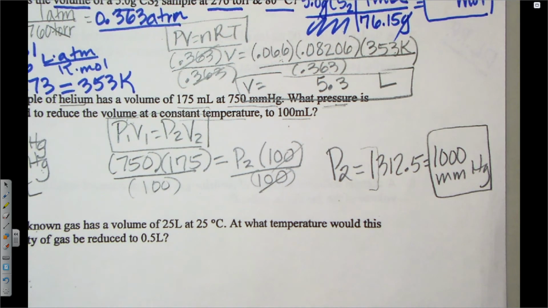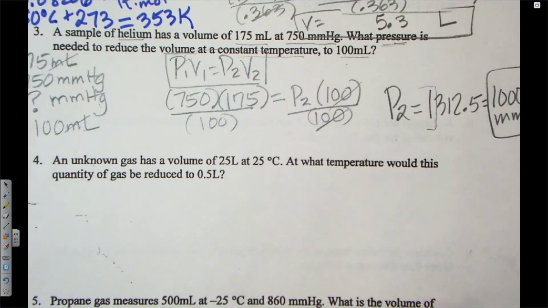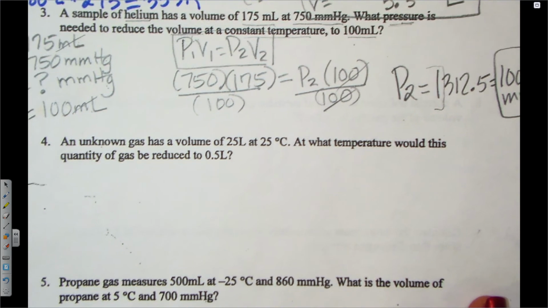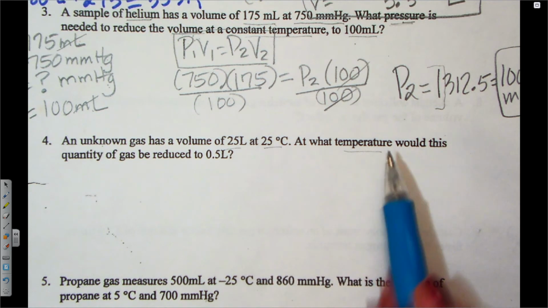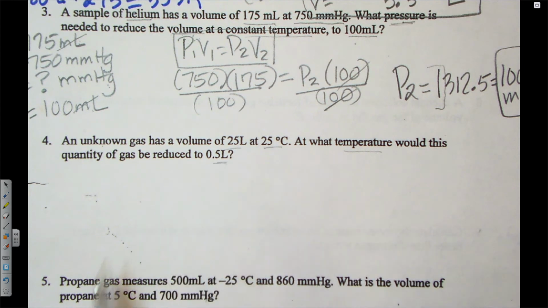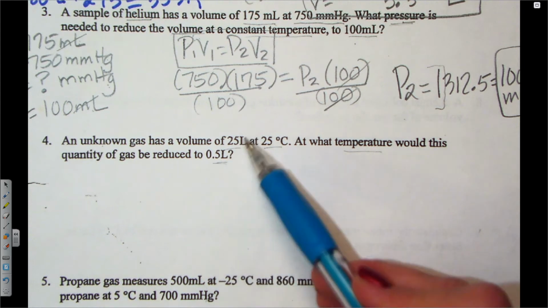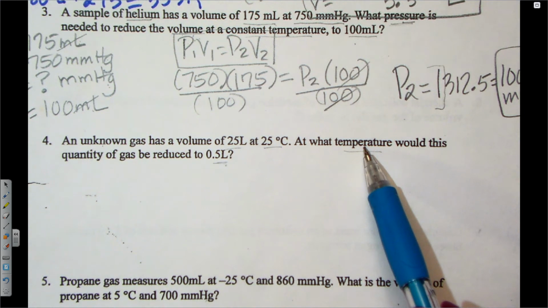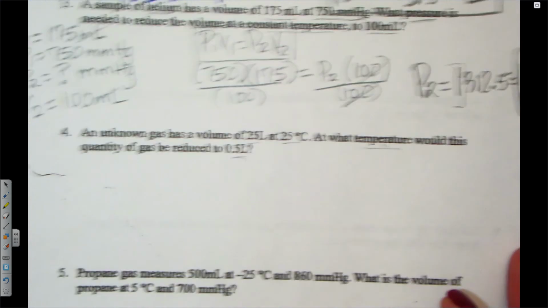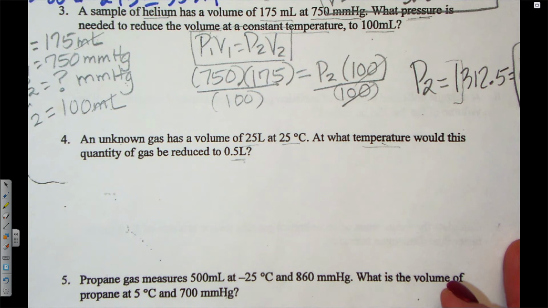Number 4. Number 4 says an unknown gas has a volume of 25 liters at 25 degrees Celsius. At what temperature would this quantity of gas be reduced to 0.5 liters? Again, we have 2 volumes listed and 2 temperatures mentioned. So that means this is not the ideal gas law because it doesn't mention any of our keywords like moles, molar mass, molecules, or grams. So this is one of our gas laws related to the combined gas law.